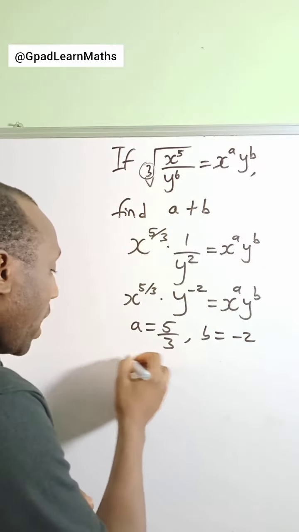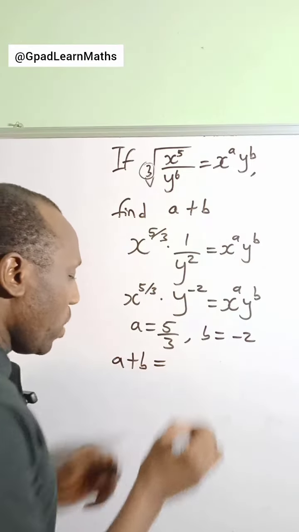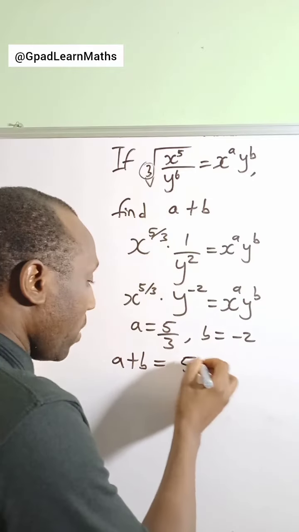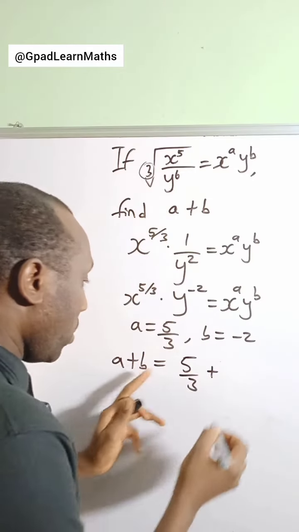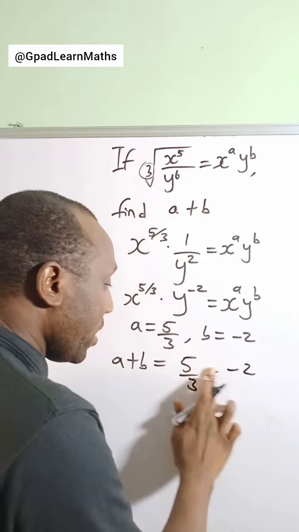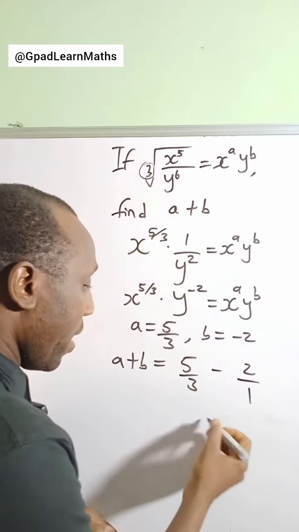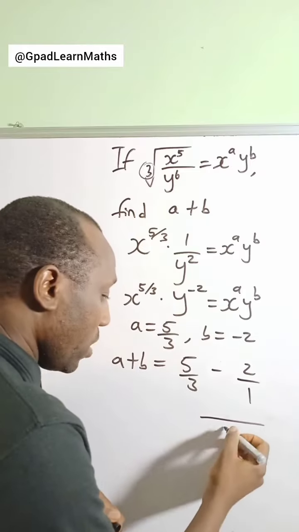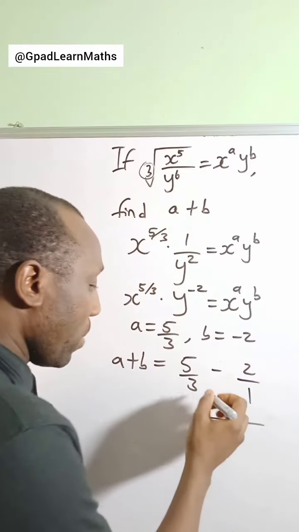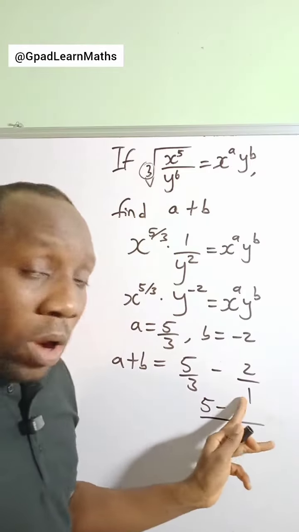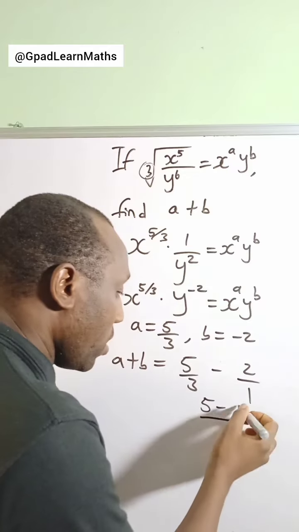So that will be a plus b, which will be equal to 5/3 plus -2, which is still the same thing as -2. Okay, so then let me just write over 1 here and find the LCM of 3 and 1, which is 3. 3 into 3 is 1. 1 times 5 is 5. 1 into 3 is 3. 3 times 2 is 6.